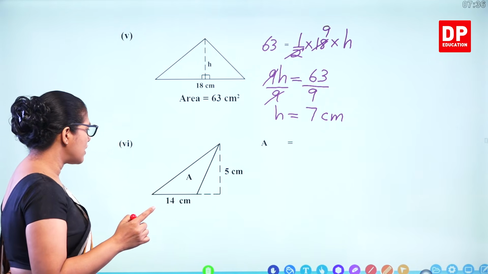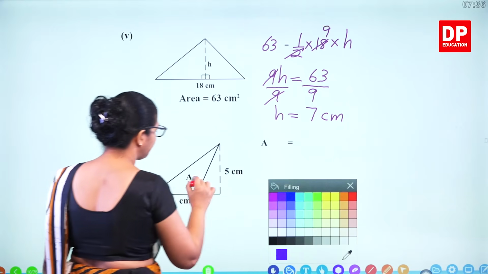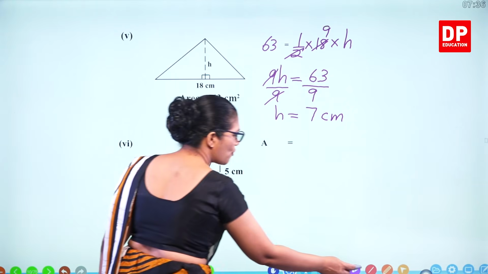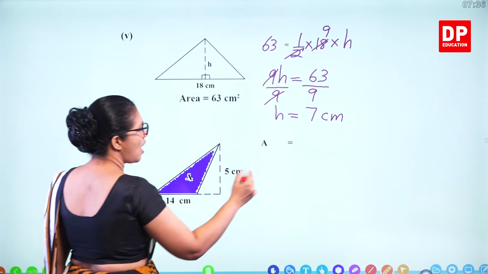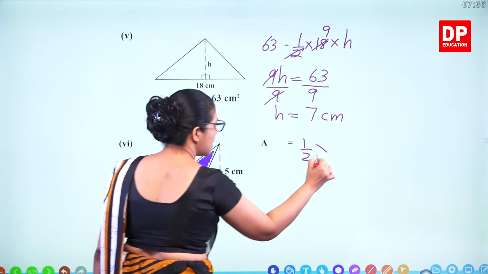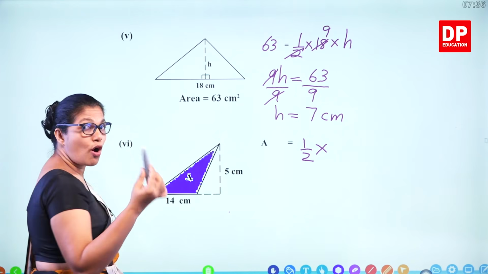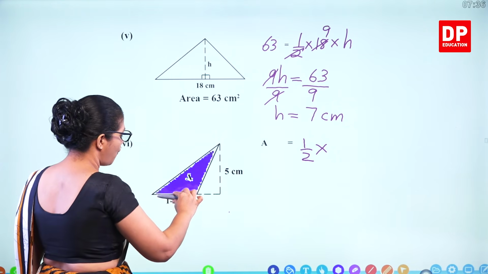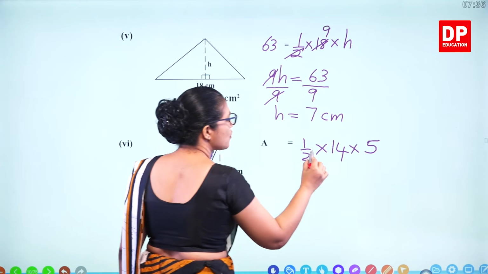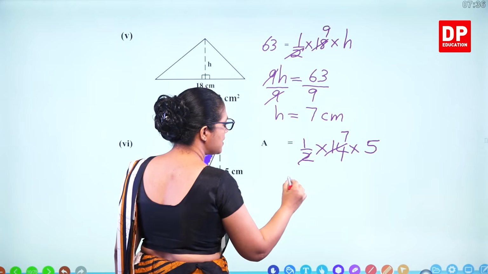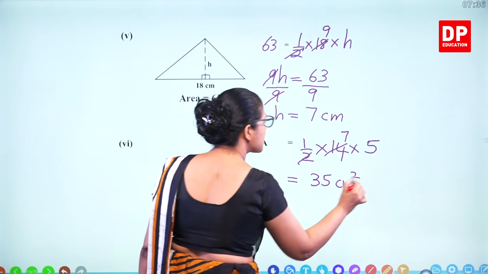Look at this one. This is an obtuse angle triangle. So you need to find out the area of this part. So how we find out the area? You can use half times base length. Base length is this. The perpendicular height we normally draw outside. 14 into 5. So 2 times 7. 7 times 5. 35 square centimeters.